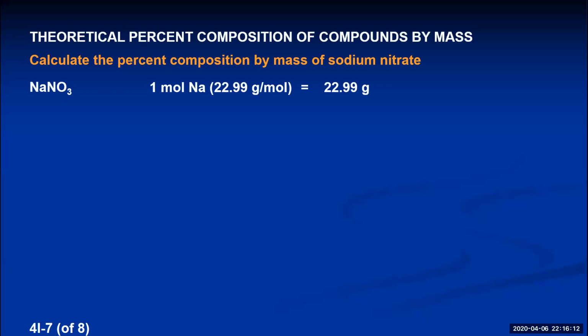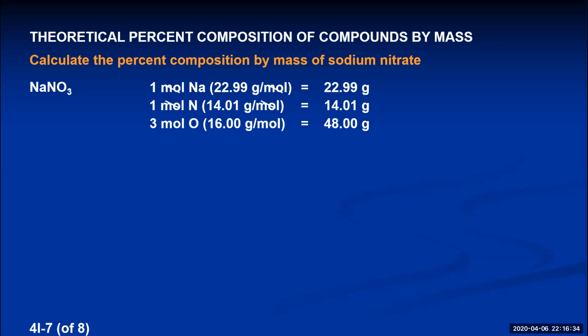So I go 1 mole of sodium multiplied by 22.99 grams per mole. 1 mole of this compound has 1 mole of nitrogen, so I'm going to go 1 mole of nitrogen multiplied by 14.01 grams per mole, so it contains 14.01 grams of nitrogen. And 1 mole of sodium nitrate contains 3 moles of oxygen, so 3 moles of O multiplied by 16.00 grams per mole gives us 48.00 grams. If you add this up, this is going to be the molar mass of the compound. So 1 mole of this compound weighs 85.00 grams.